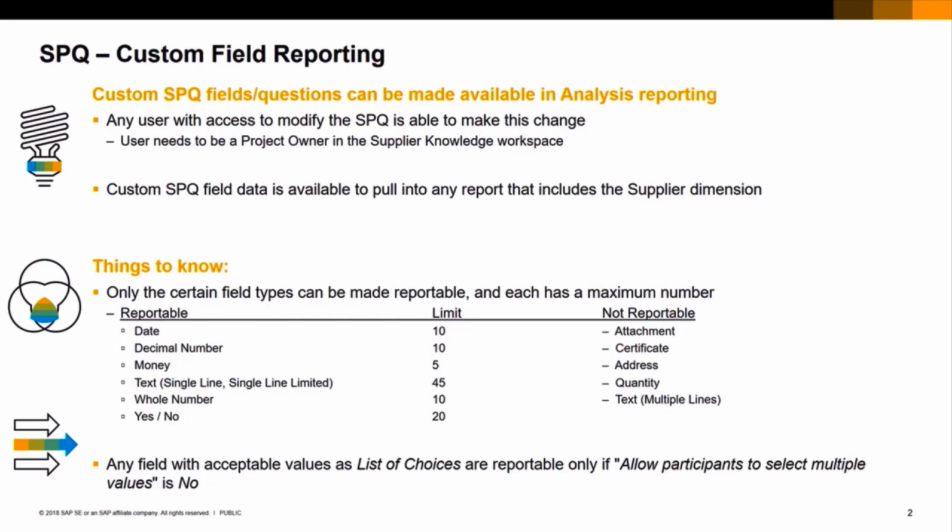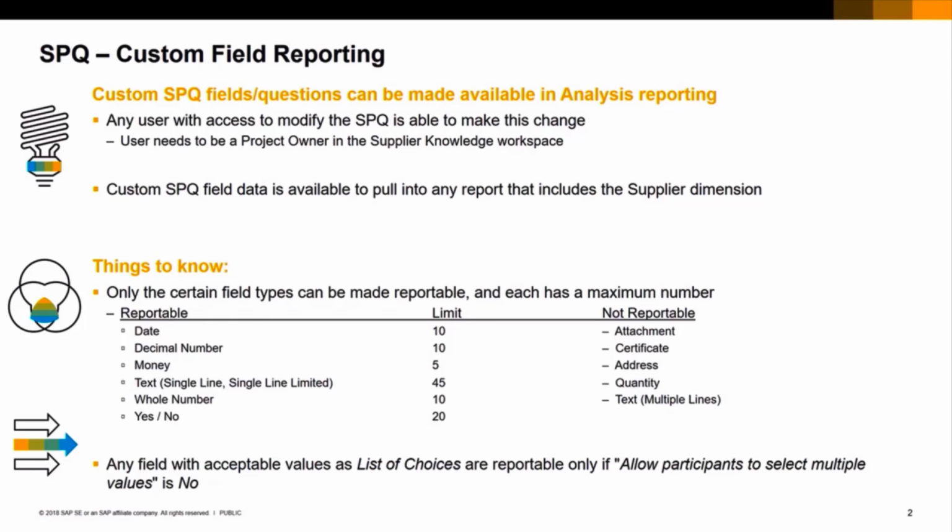There are a couple of other things that you need to be aware of. First, only certain field types can be made reportable, and each of those field types has a limit as to how many can be set up. So for example, we can set up a total of 45 single-line text fields as reportable. The other thing to point out is if you have a field set up that allows a list of choices and you give the participant the ability to select multiple values, then that field cannot be reportable.